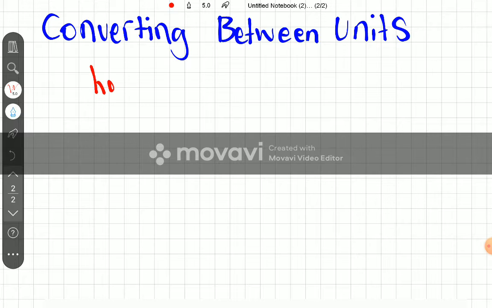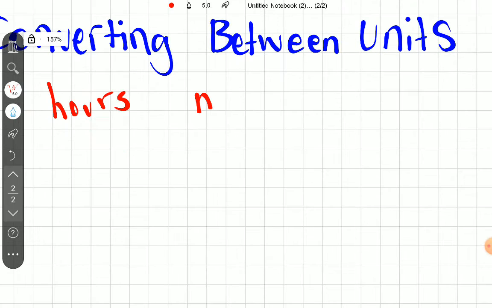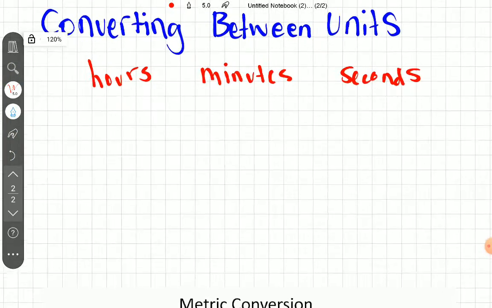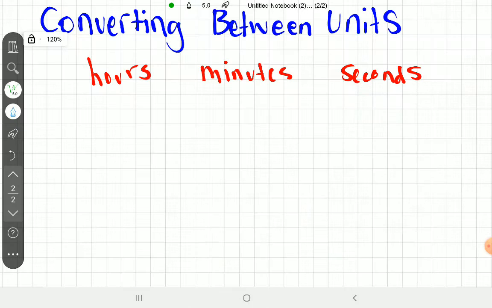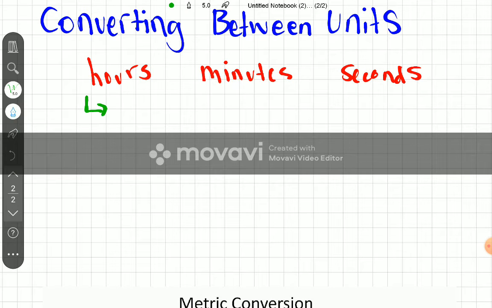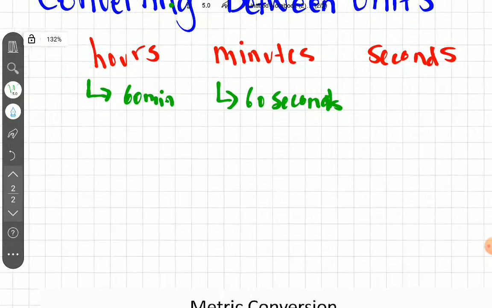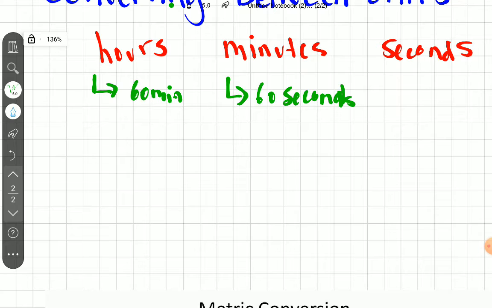So hours, minutes, and seconds. And then based off of our basic knowledge, in 1 hour we know that there is 60 minutes. In 1 minute there is 60 seconds. I'll show you how to do this through examples, and we're going to be actually canceling out units mathematically.